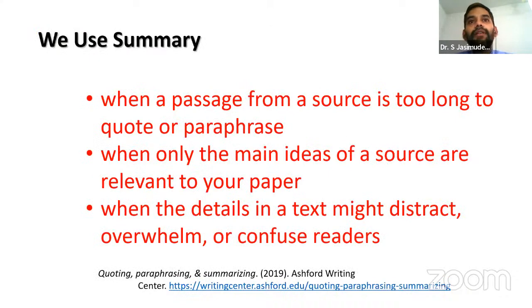Okay. Then, when do we use summary in our writing? When a passage from a source is too long to quote or paraphrase, in that instance you have to summarize it. Second, when only the main ideas of a source are relevant to your paper. And the third one, when the details in a text might distract, overwhelm, or confuse readers, you may summarize it. You may avoid paraphrasing that. And these are the instances where you have to use summary in your writing.